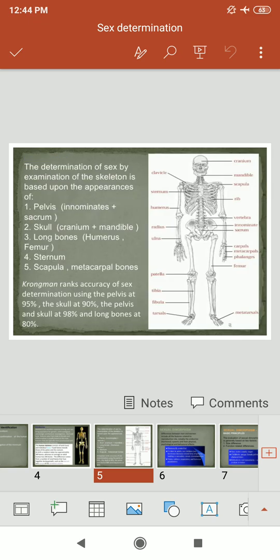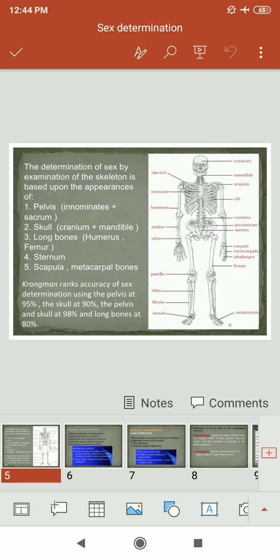So you can see the determination of sex by examination of the skeleton is based upon the appearance of the pelvis, that is the innominate bone and sacrum, the skull, that is cranium and mandible, long bones, humerus and femur, sternum, scapula, and metacarpal bones. Krogman ranks accuracy of sex determination using the pelvis at 95%, the skull at 95%, the pelvis and skull together at 98%, and long bones at 80%. So this is the ratio of Krogman's ranked accuracy for sex determination.